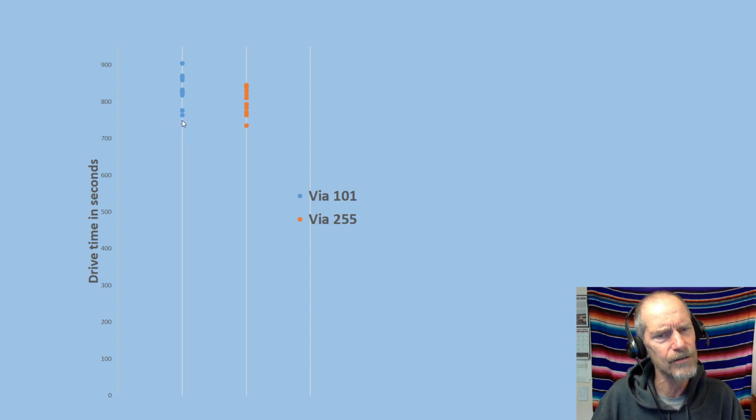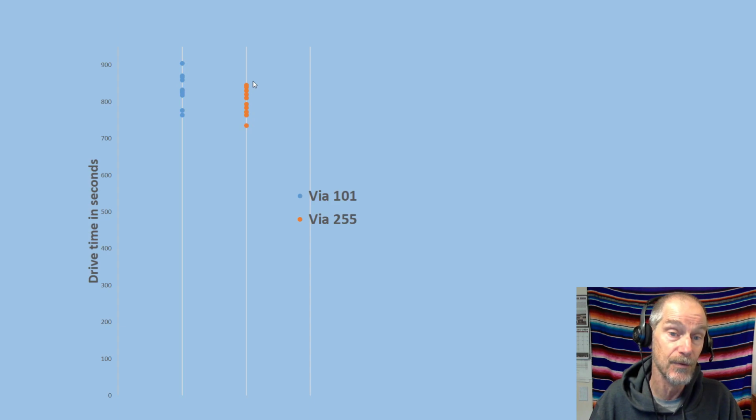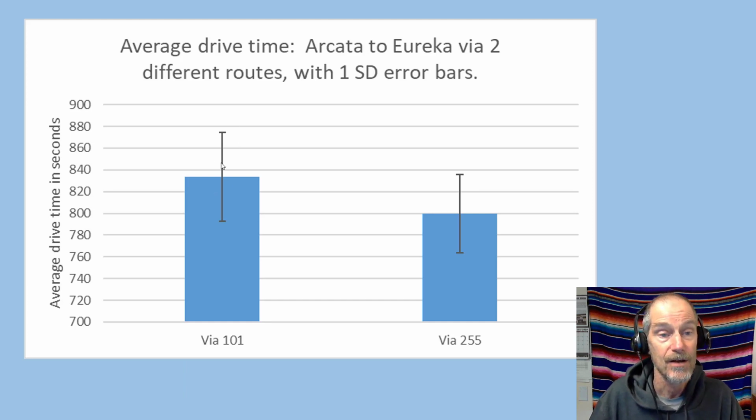The other thing is, it looks like there's more variation if you go down 101, and there's several stoplights. And I think that's the main difference between the two routes, except for distance, is that there are stoplights. So if you get unlucky with stoplights, or if this is a really long one, maybe there's an accident or there's construction, I don't know. Something happened here. Whereas this way, there's really a lot of consistency going via 255.